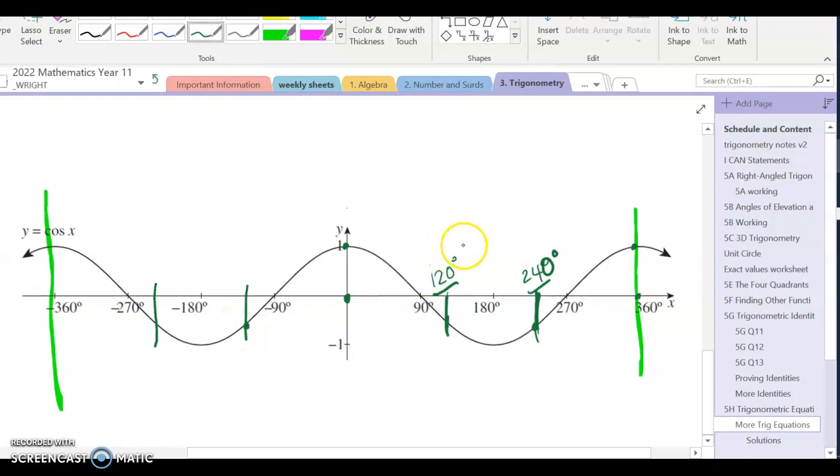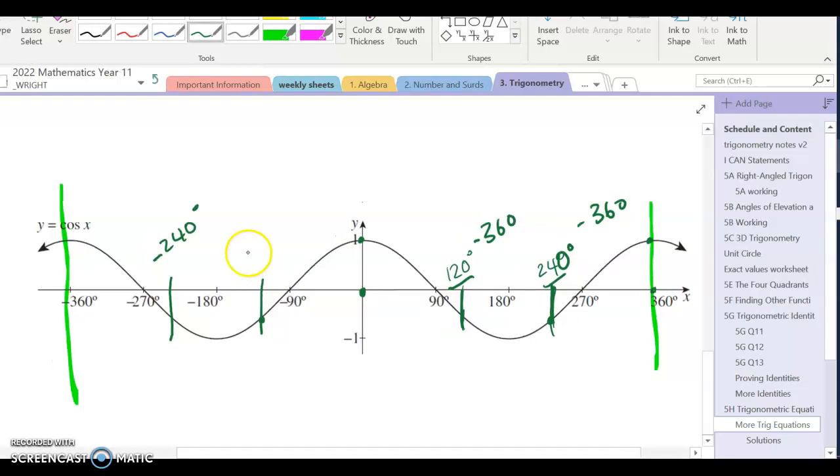So if I take off 360 degrees here and take off 360 degrees here, I'm going to get my values at the other end. So let's have a look at what that's going to be. 120 minus 360 is minus 240 degrees. And 240 take away 360 is going to be minus 120 degrees.